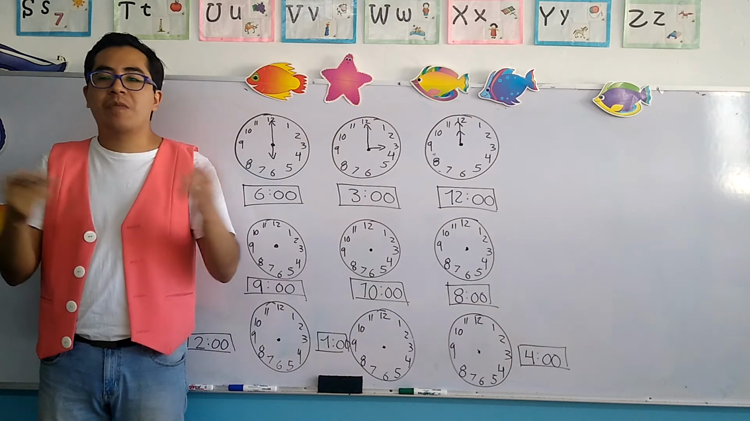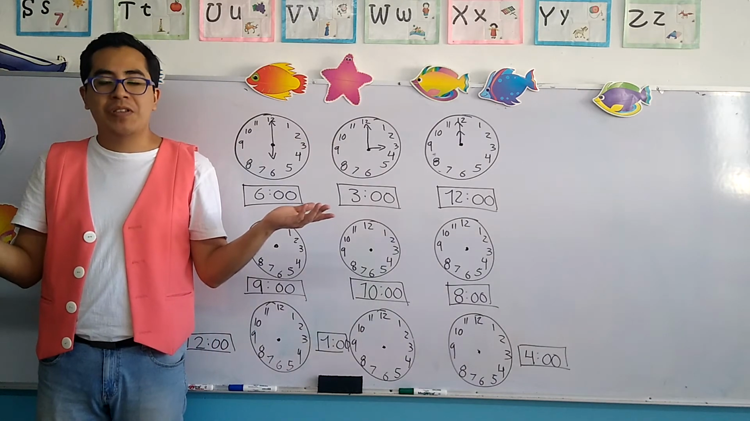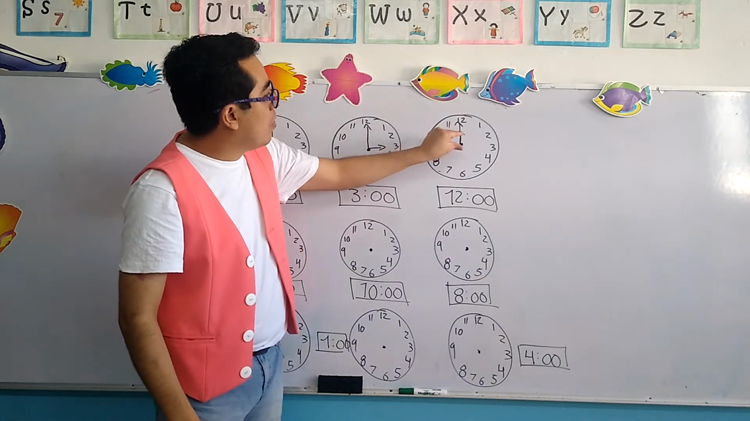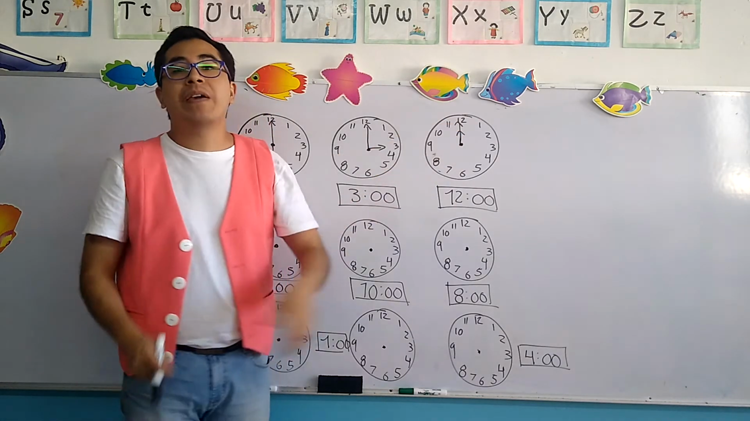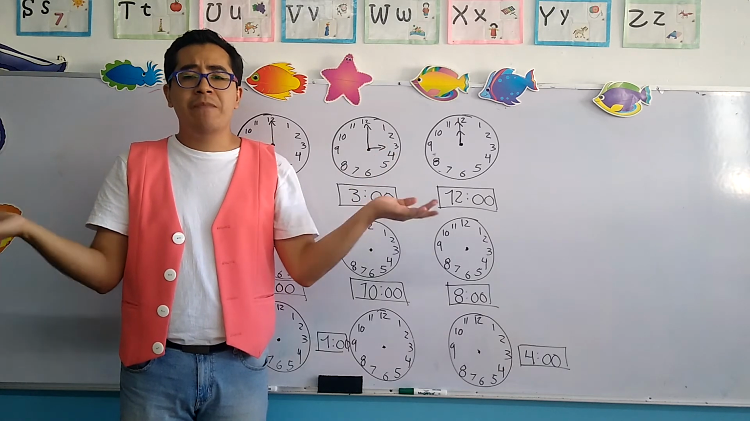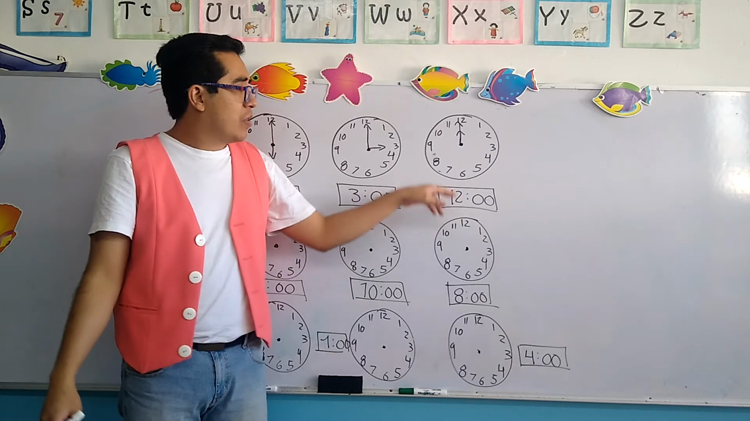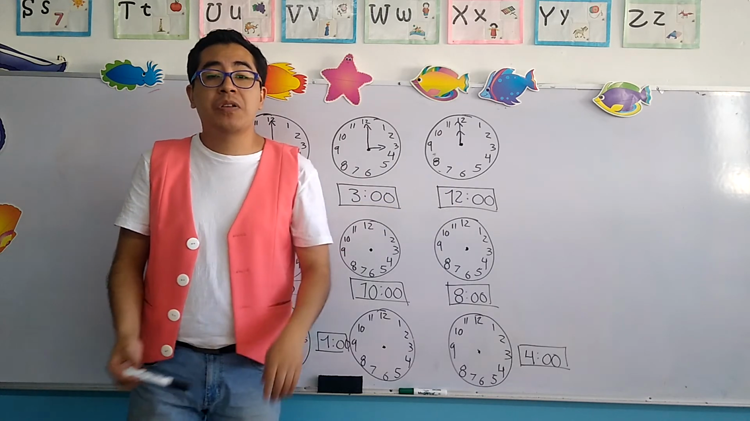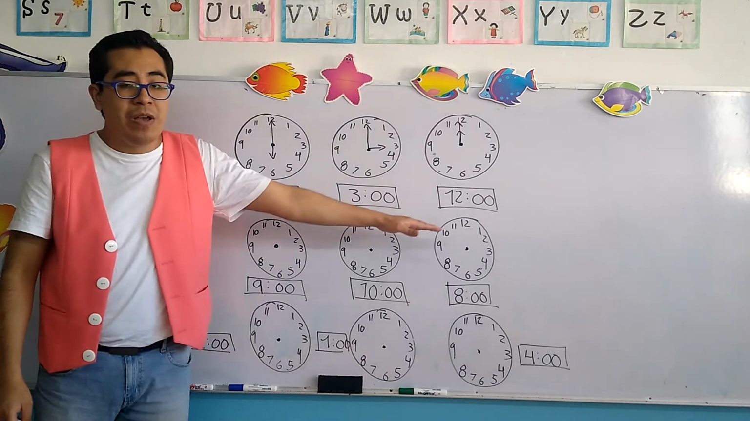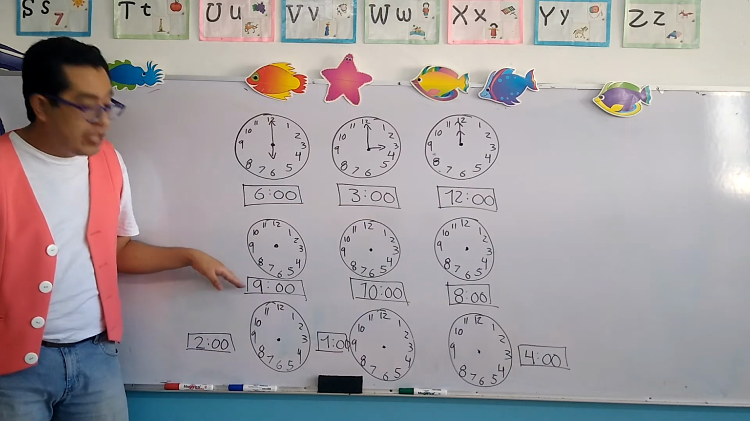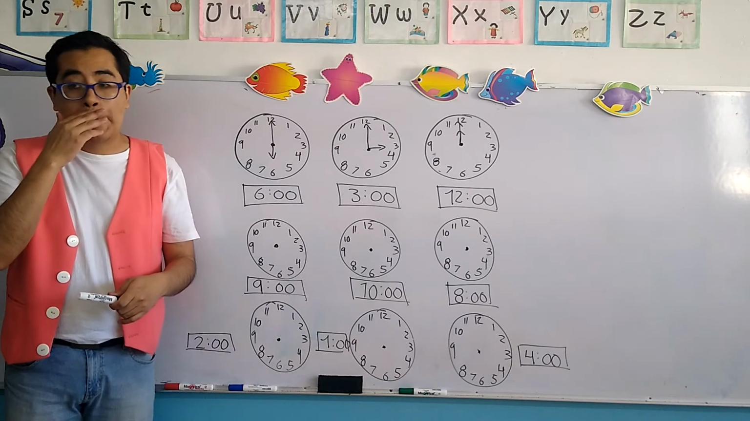So, there is no problem. There, it wasn't difficult. We only put the small arrow on top, encima of the big arrow. Now, once again, what is the time? What time is it? 12 o'clock. Very good. Now, let's continue on the second row, segunda fila. The first clock, the indication says 9, okay?